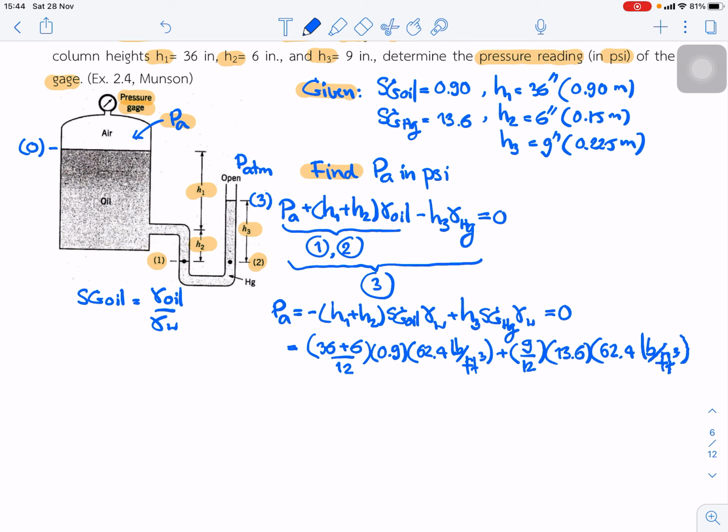Okay, so the final solution is we got 140 pound per square foot. Okay, and if we want to get it in terms of the inch, we divide it by 12 times 12. So the final solution is 3.06 psi.